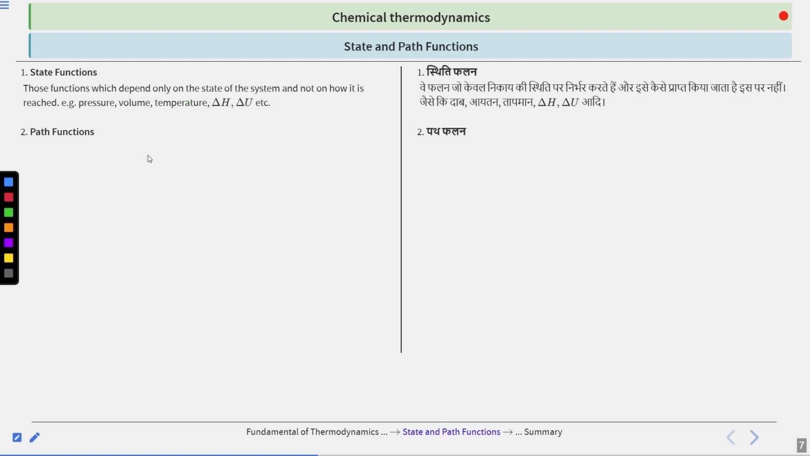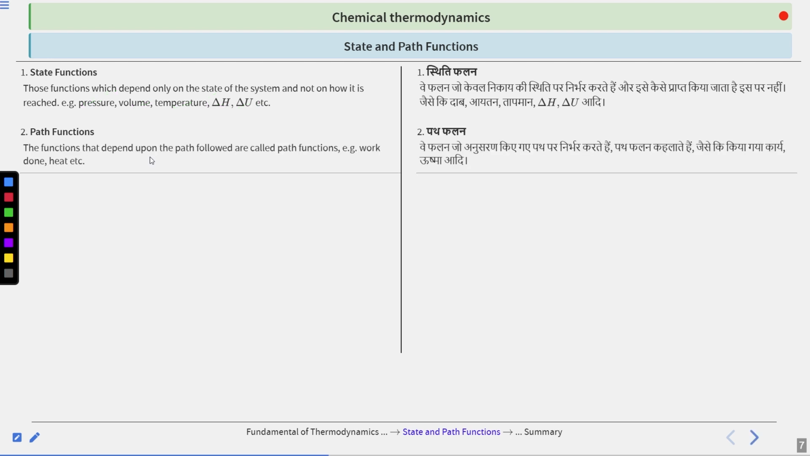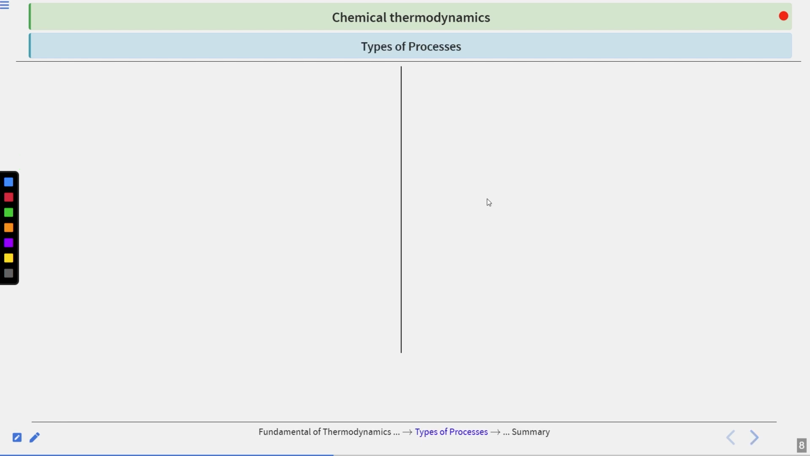Next is path function. For path function, the value will depend on the path that has been followed. So whether we have taken a third step or not, whether we have done it reversibly or irreversibly, all of these things are mentioned. If the value of the function depends upon the path, then it is called a path function. So work done and heat are the examples of it. Clear? We are moving further on to the types of processes.